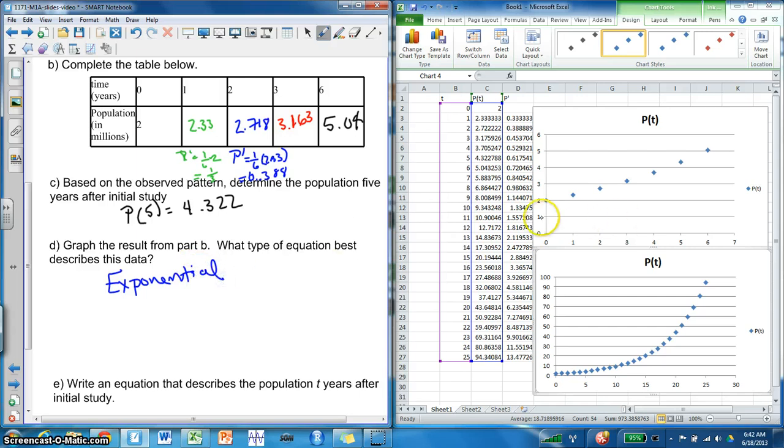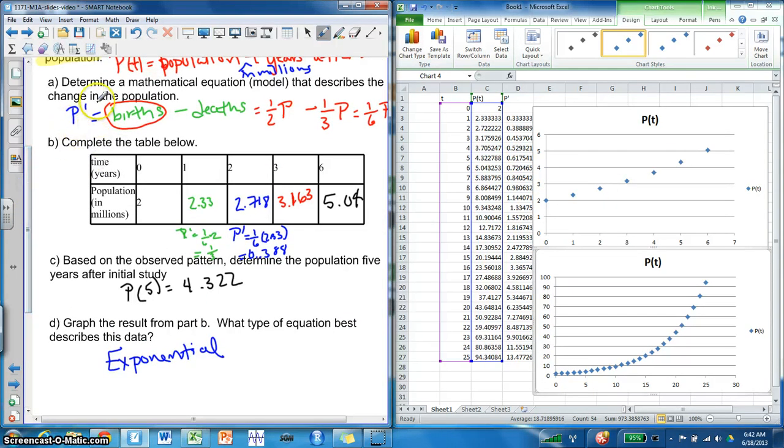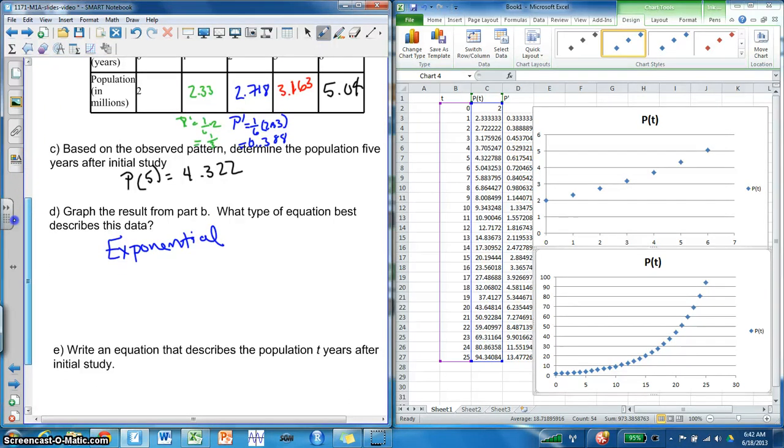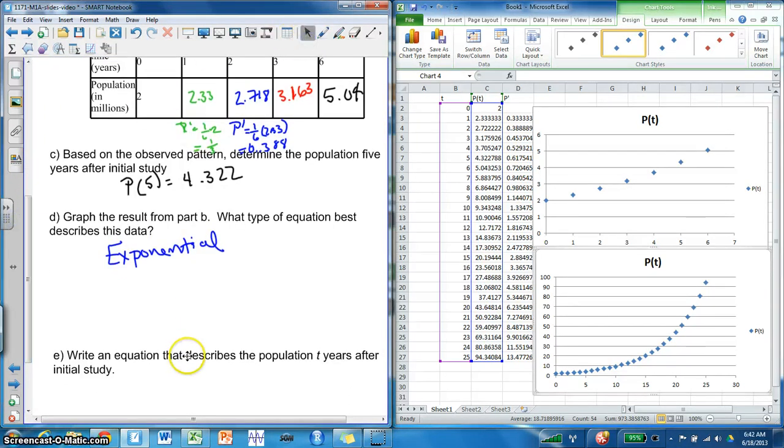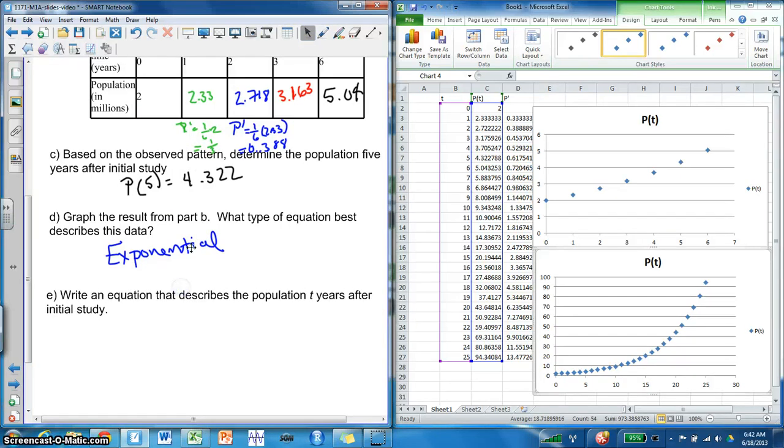Cool. And remember, we can almost rule out the fact that it's linear, because our rate of change we determined to be 1/6 of our current population. So this was a variable rate of change, meaning that the rate of change changes at different rates. And remember that a linear model had a constant or zero rate of change.